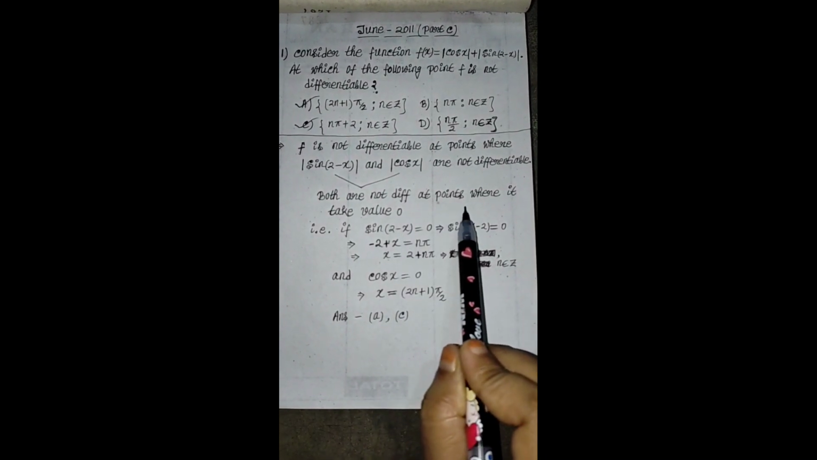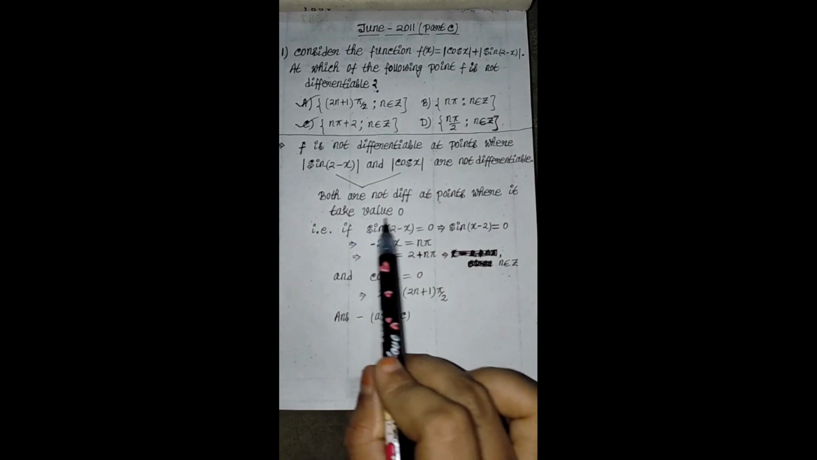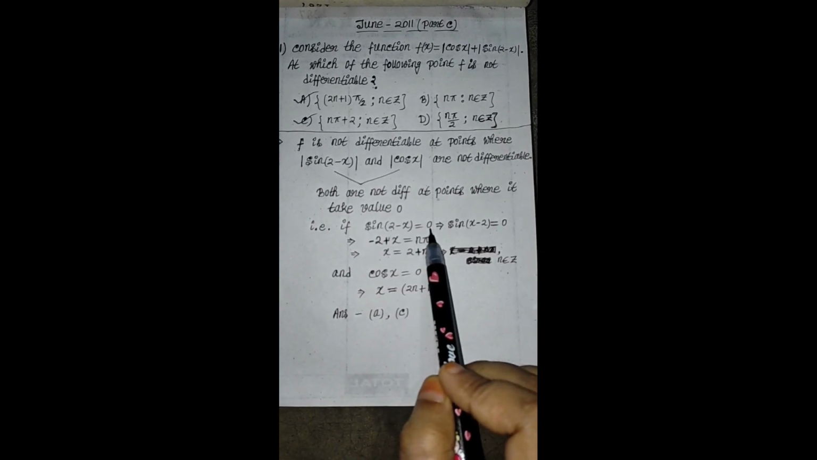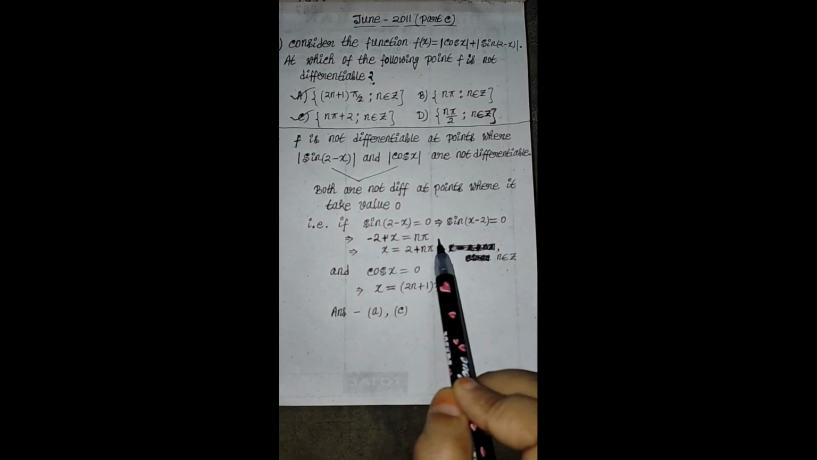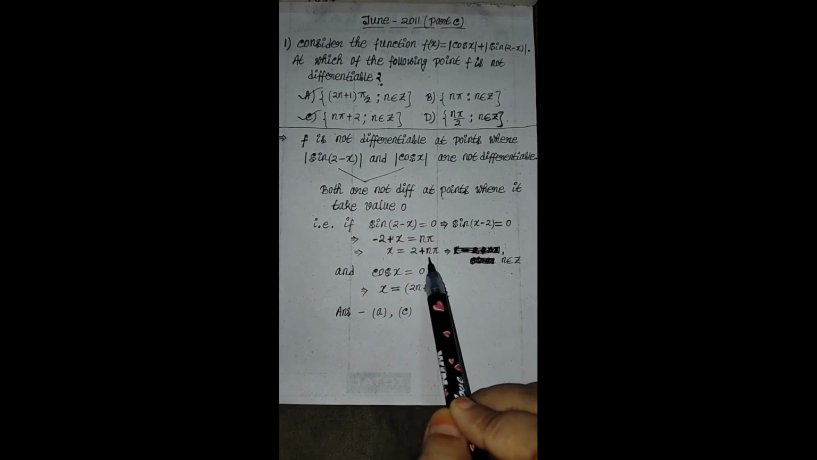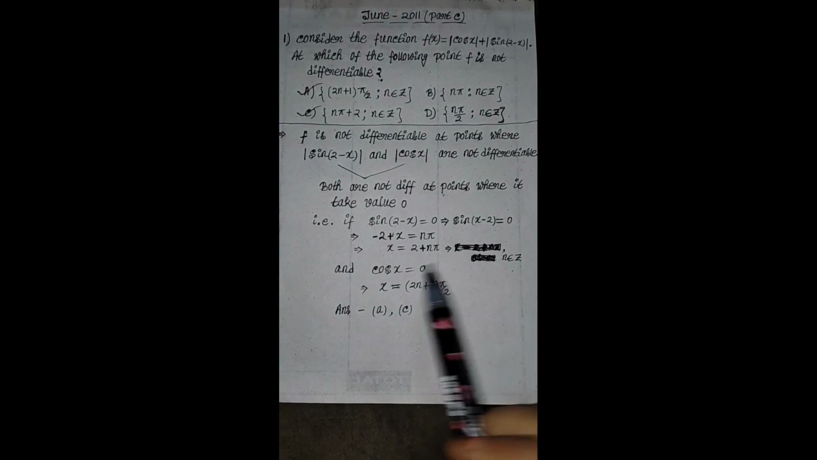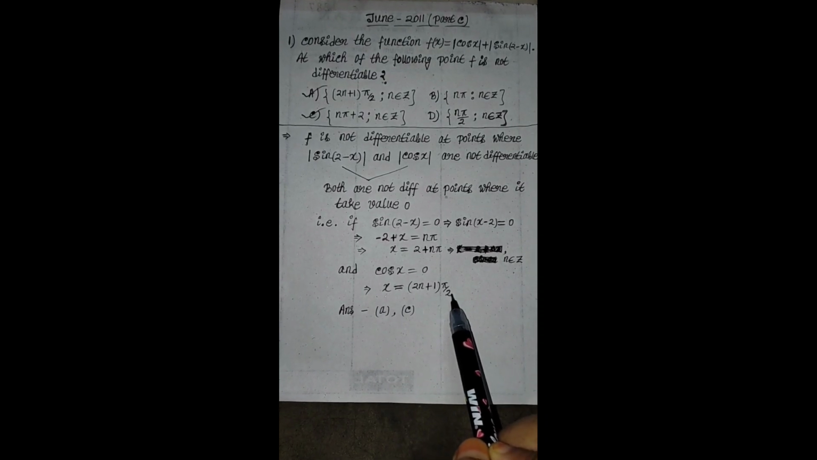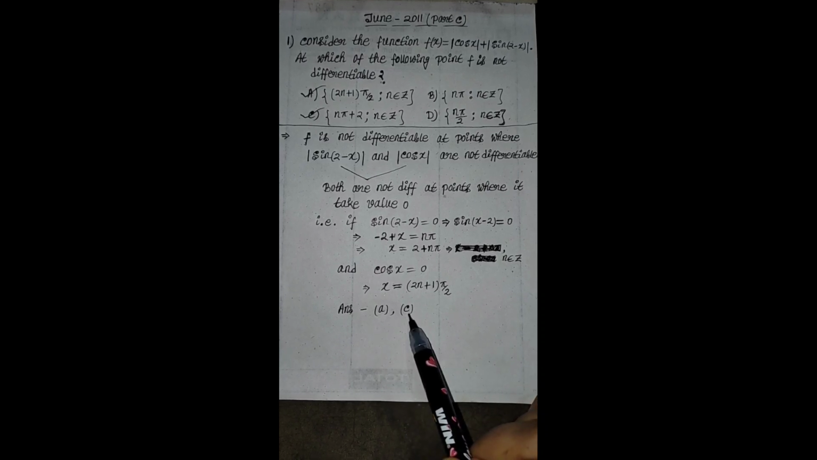We know that f is not differentiable at points where |cos x| and |sin(2 minus x)| are not differentiable, and both are not differentiable at points where they take value 0. Then if |sin(2 minus x)| equal to 0, then sin(x minus 2) equal to 0, then x minus 2 equal to n pi and x equal to 2 plus n pi where n belongs to Z, and cos x equal to 0 implies x equal to (2n plus 1) pi by 2. So option A and C are correct.